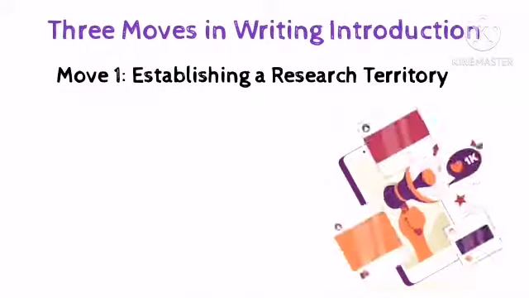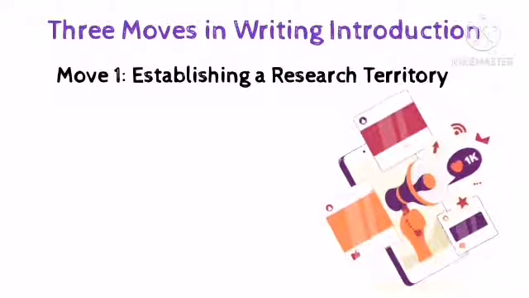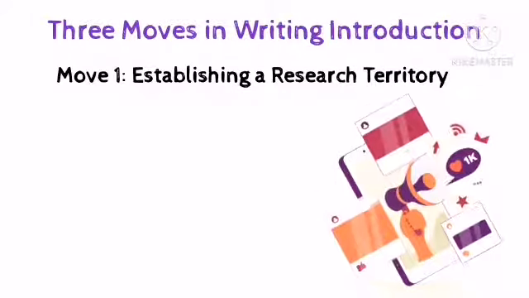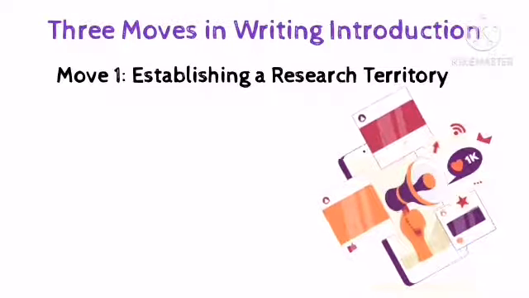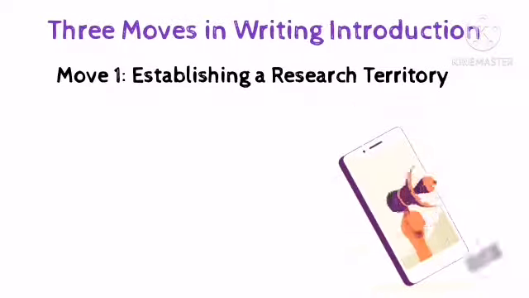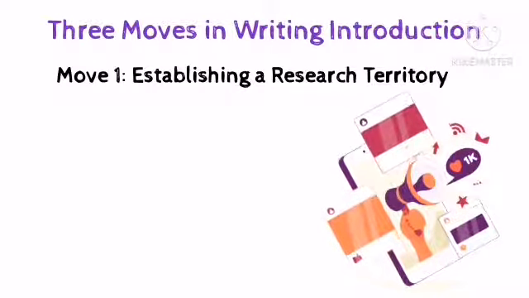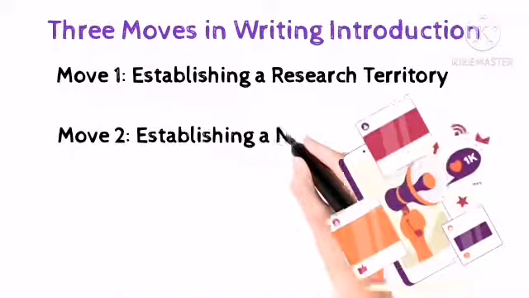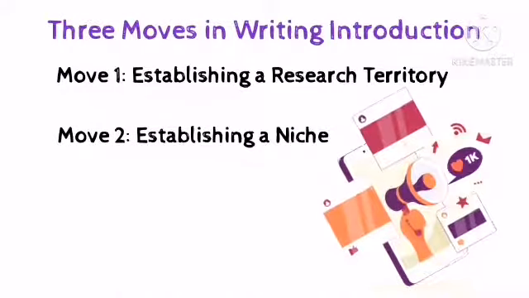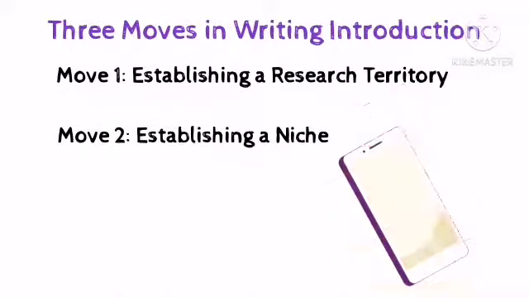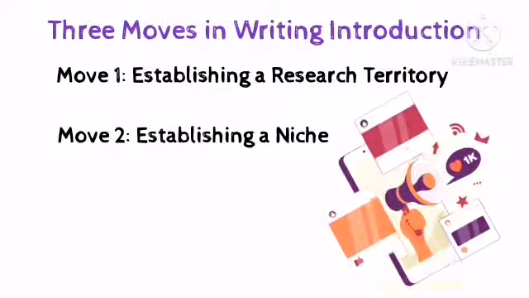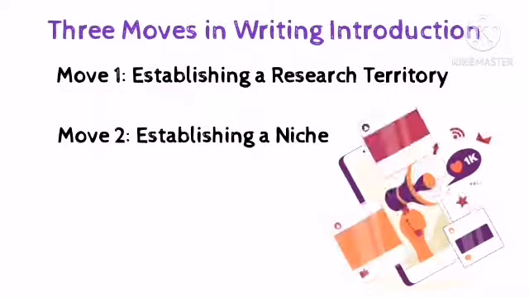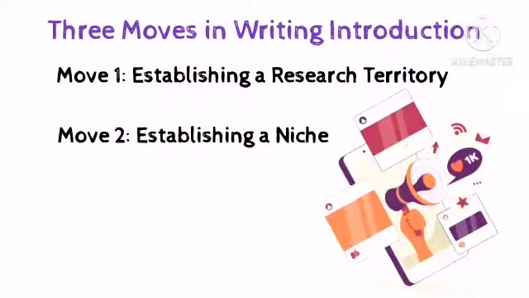So to put it in a summary, the 3 moves: first, move 1, you have to establish a research territory. I mean, among all other researches, what makes your research different? So that's like establishing a research territory. Then the next move would be for you to establish a niche. So what good is your research? What can it contribute? Why is it useful? And where does it stand among all other researches? I mean, is it the best or is it the worst research? Or is it so-so? So you have to show to the reader what it can offer, right?